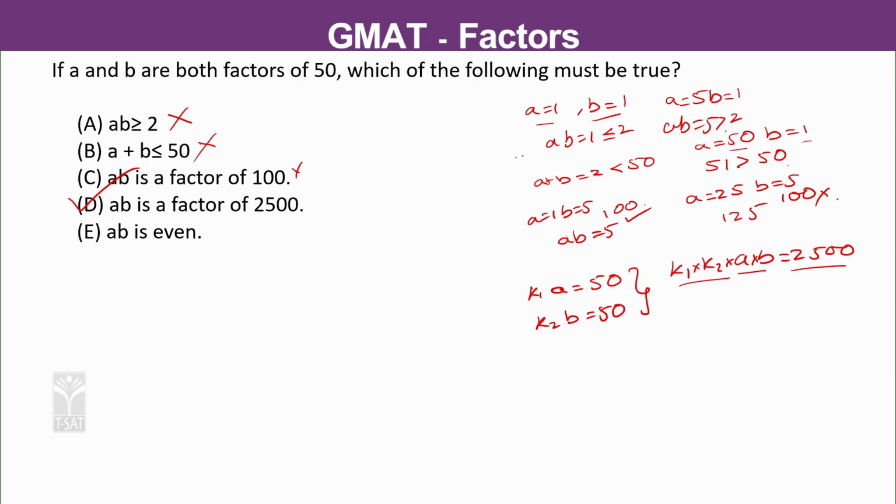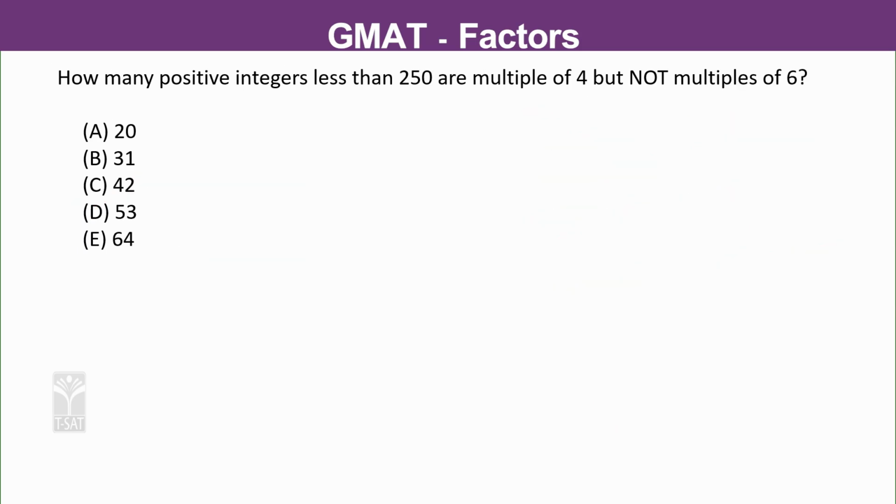We cannot again comment whether AB is even or not. So that option is also out. Let's look at the next question now. How many positive integers less than 250 are a multiple of 4 but not a multiple of 6?